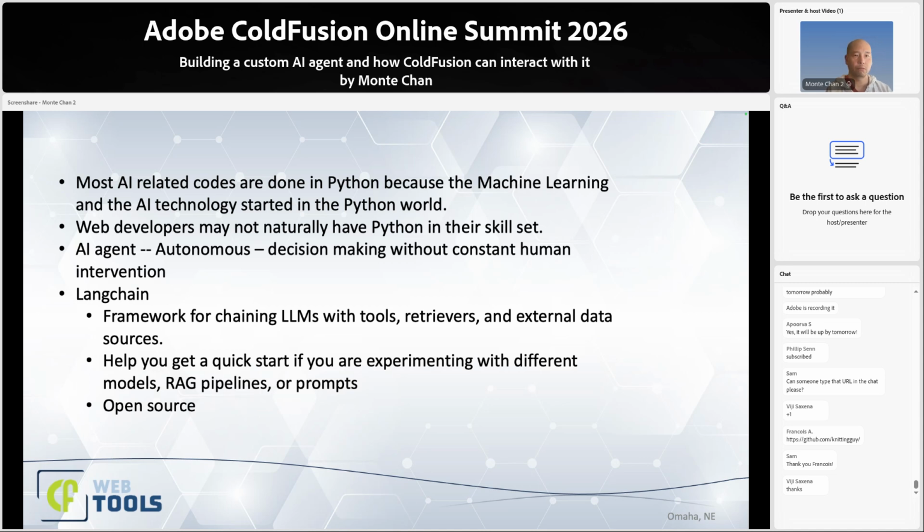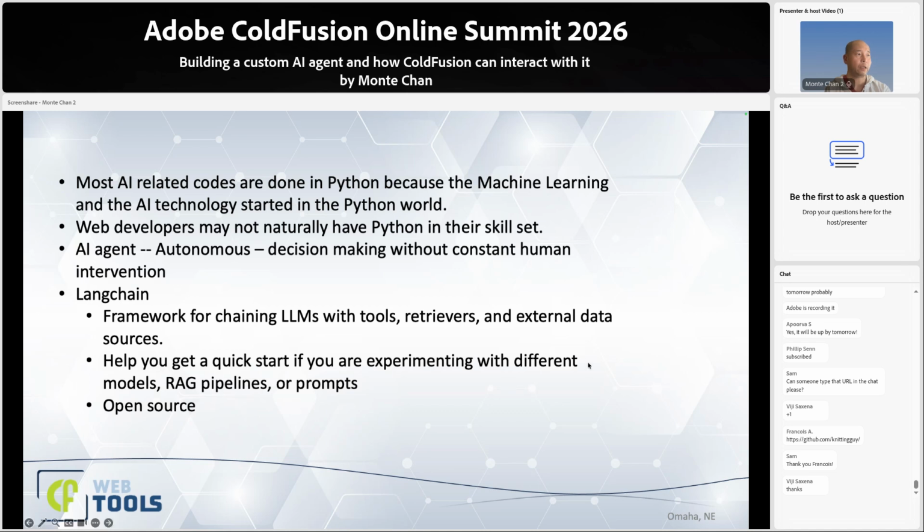LangChain was created by... if you go to langchain.com, you will find more information on LangChain. With the LangChain framework, that will give you a quick start on creating your own AI applications or AI agents. Now the question is, what's the difference between an AI application and an AI agent? An AI agent implies some kind of autonomy, meaning that there's some kind of decision making without constant human intervention. Whereas an AI application may or may not have any decision making whatsoever.